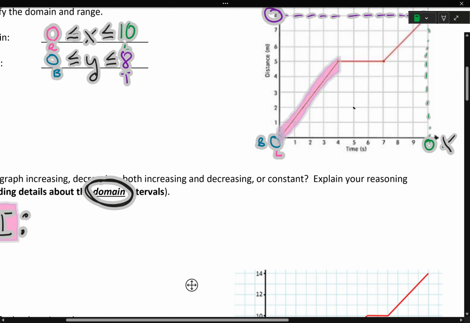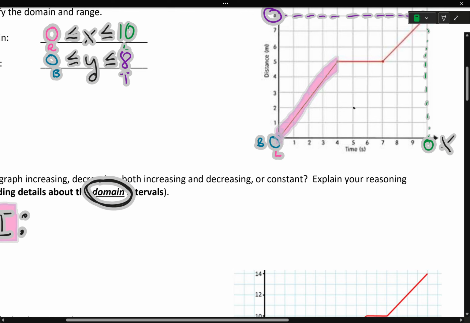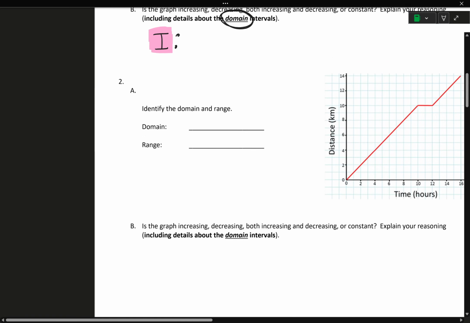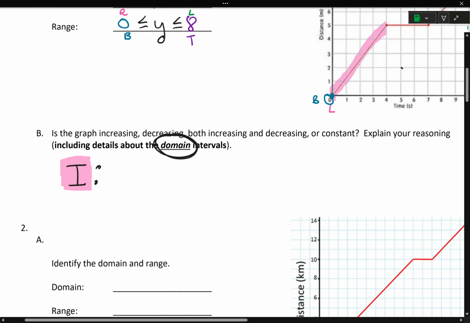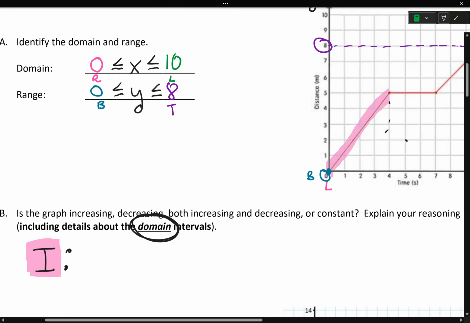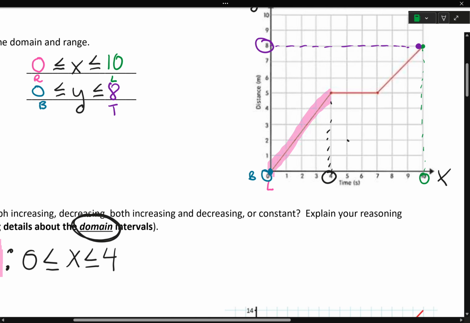Oh, I don't mean to select that. Hold on. Technology malfunction. Whoa, I scrolled down by accident. Alright, so we start at 0 and it looks like we end at 4. So we go from 0 on the domain, so our x's, all the way to 4.